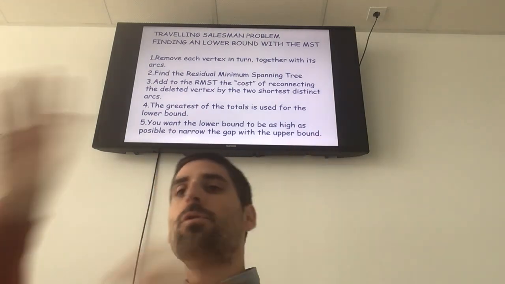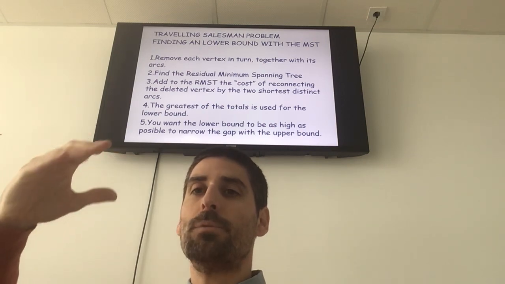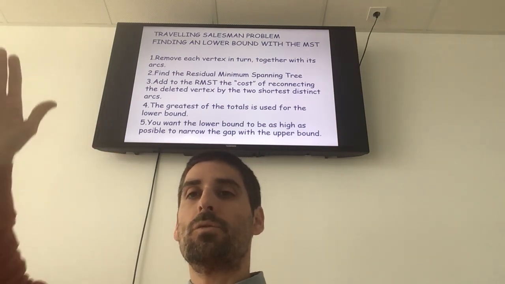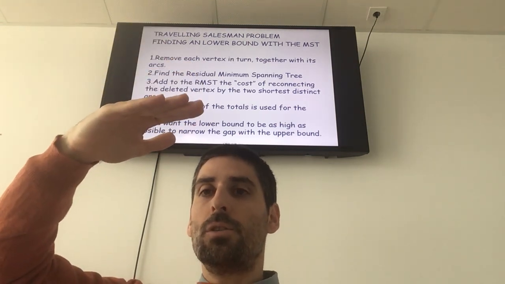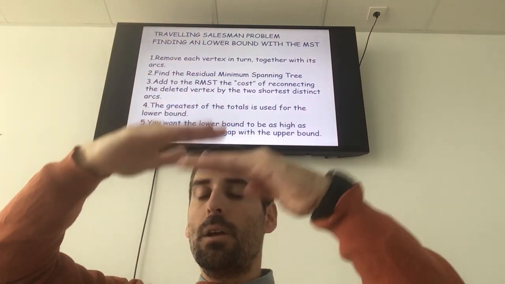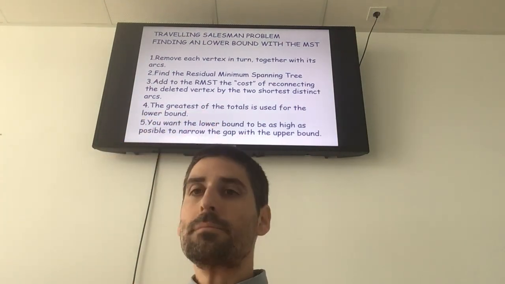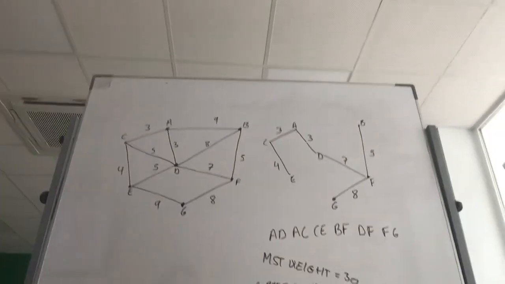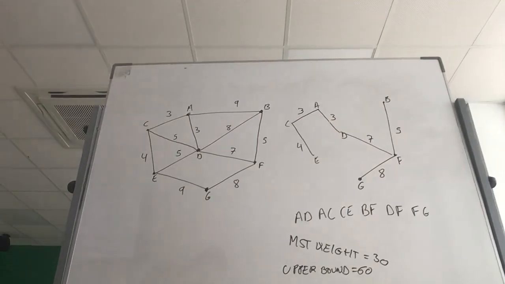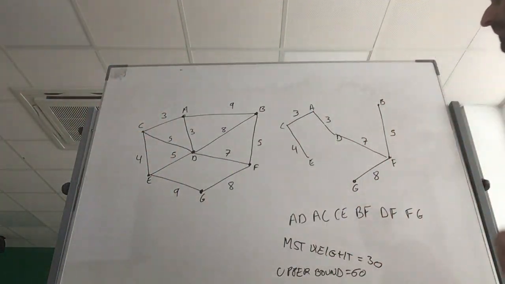And if you do that for every single vertex, you will pick the highest possible value, because remember, you're trying to make the upper bound as low as possible, so your lower bound, you want it to be as big as possible to narrow the gap between the 2. So, if we go back to the board, let's explain how this might work. This is the network that we had before.